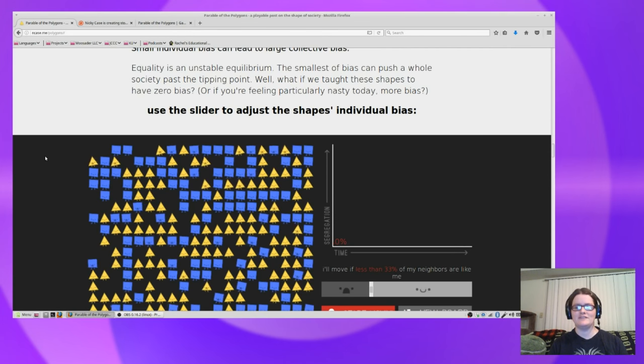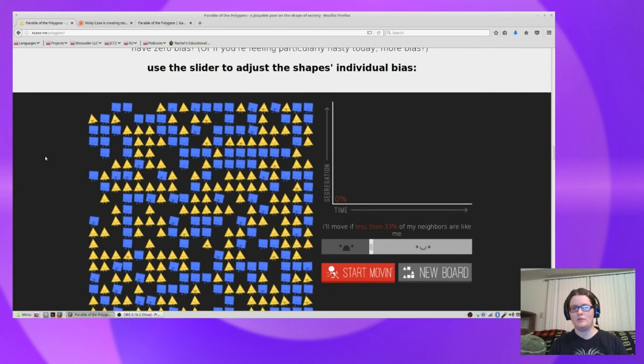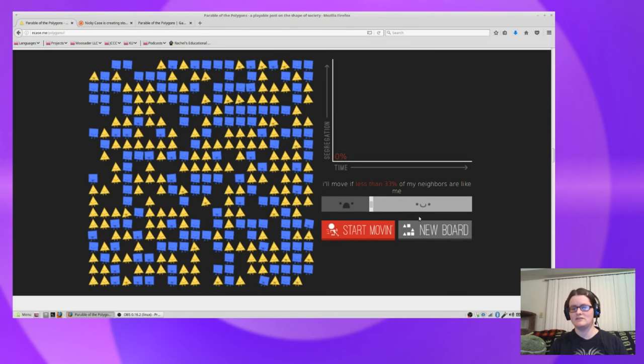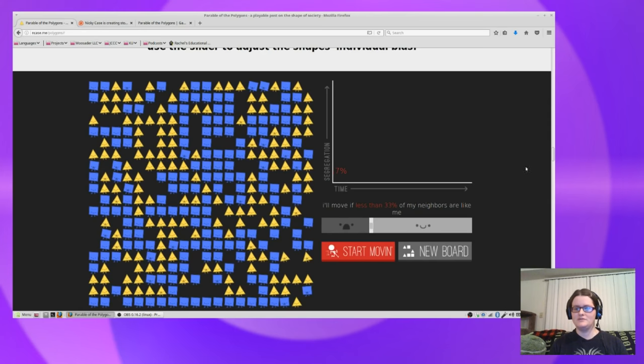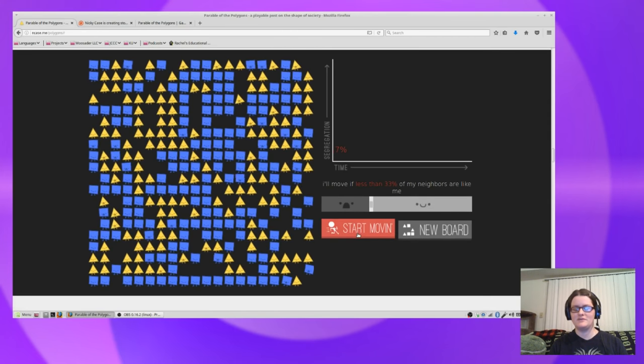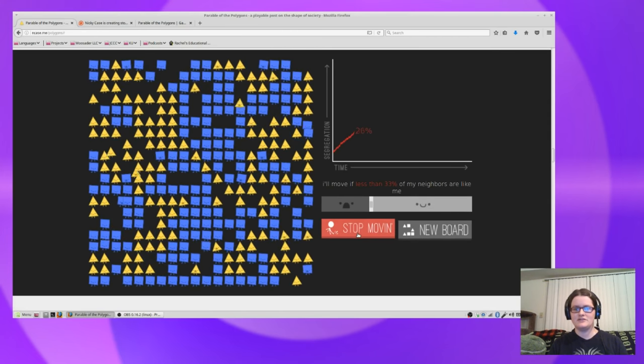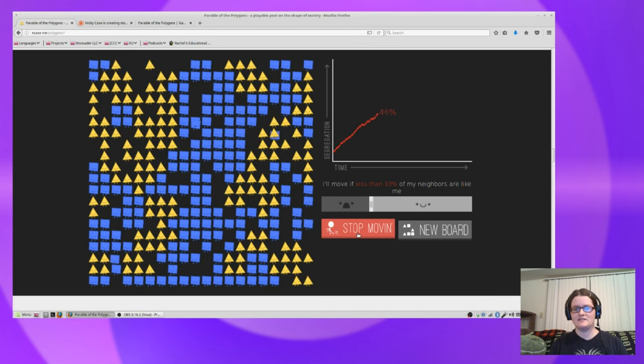Well, what if we taught these shapes to have zero bias? Or, if you're feeling particularly nasty, more bias. So we can adjust these sliders. We can choose whatever board, and let's see, I'll move if less than 33% of my neighbors are like me, so we'll just start with the default, which goes kind of the way it was in that last example.